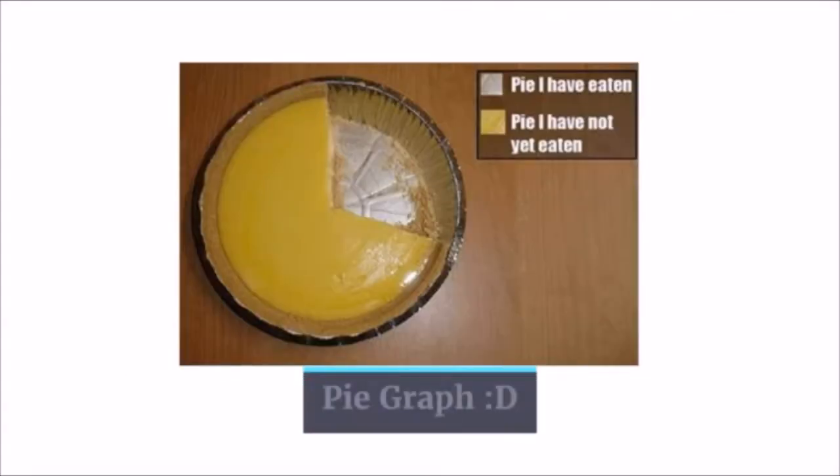Sixth graph is the pie graph. It is a circle divided into portions that represent the relative frequencies or percentages of the data belonging to different categories. The data in a pie graph should be categorical or nominal level.